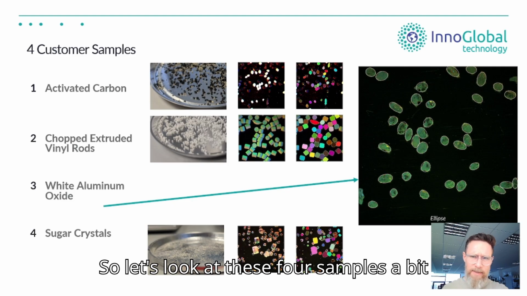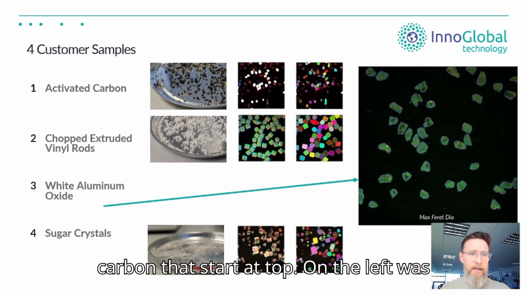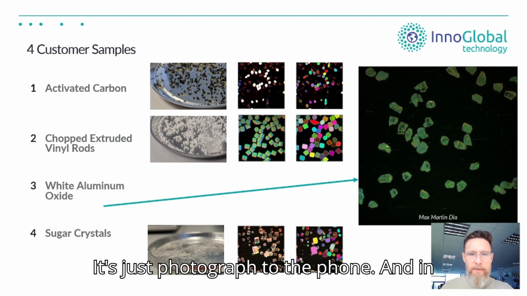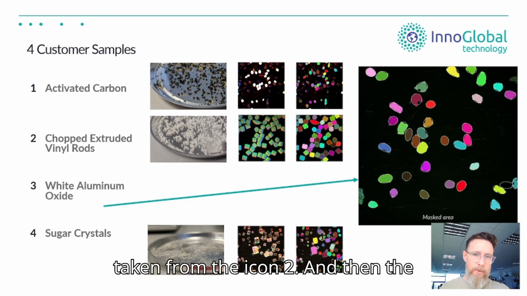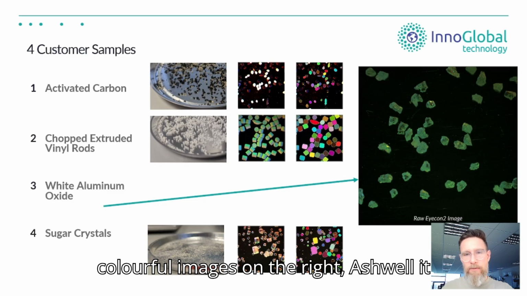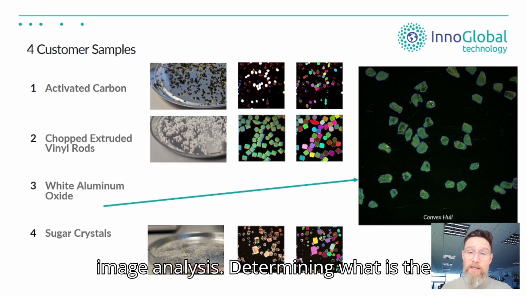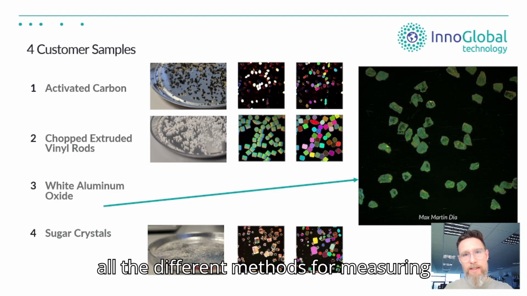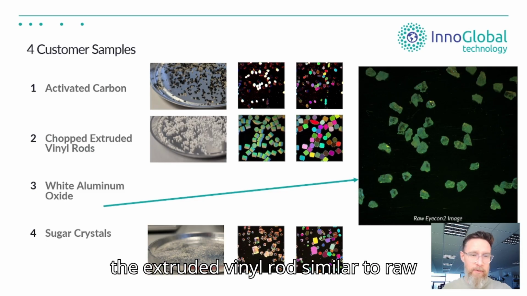So let's look at these four samples in a bit more detail. We have the activated carbon. Let's start at the top. On the left was the at-line sample presented on a tray, just photographed with a phone. In the middle are the raw images taken from the Eyecon2. And then the colorful images on the right, with all the different colors, are the masking, basically the image analysis, determining the edge of these particles so it can apply all the different methods for measuring size and shape. We can see the extruded vinyl rod.